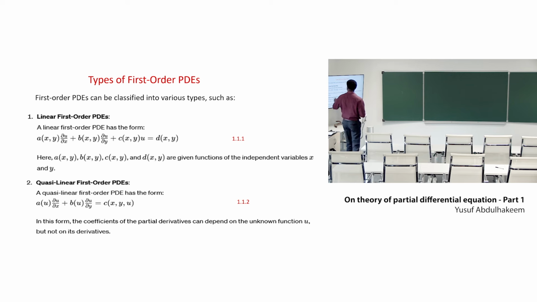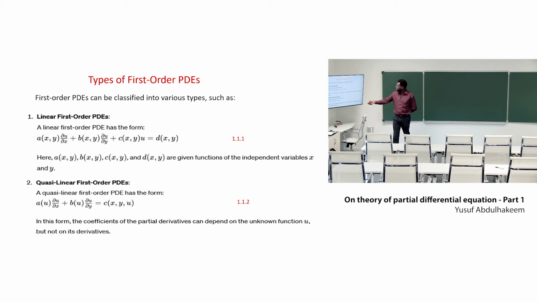Here, the coefficients of these derivatives, a(x, y), b(x, y), c(x, y), and d(x, y), are given functions of the independent variables x and y. If you look at it very well, we don't have any product here, and we also don't have any product here.